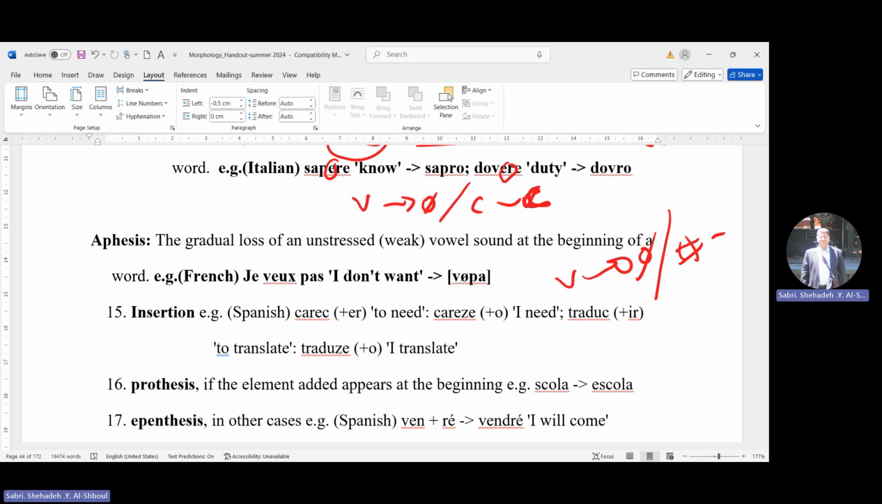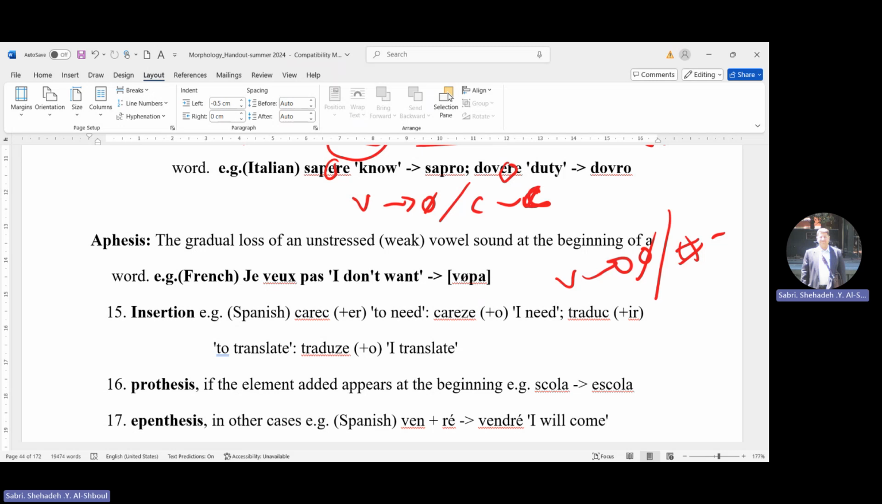So, for example, when we have je ne veux pas, I don't want, veux pas, right? So it is a whole deletion of the sound in the initial position.